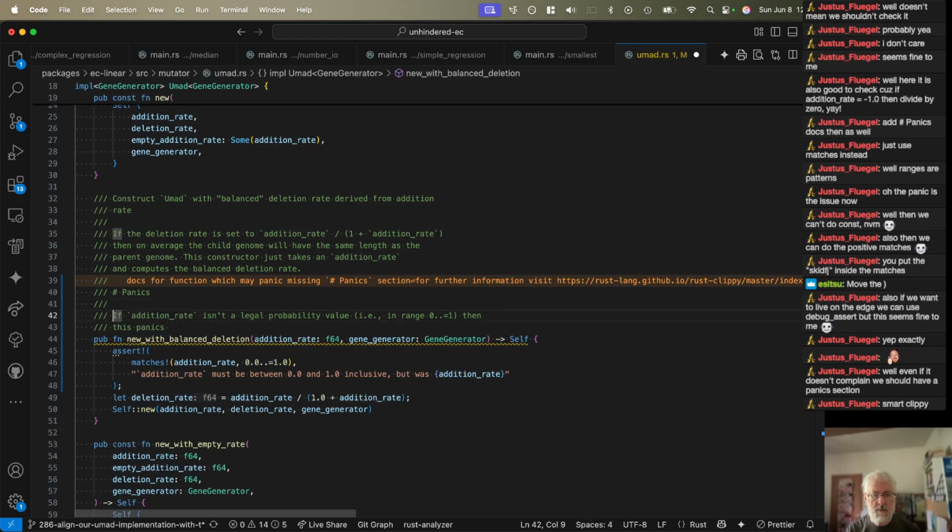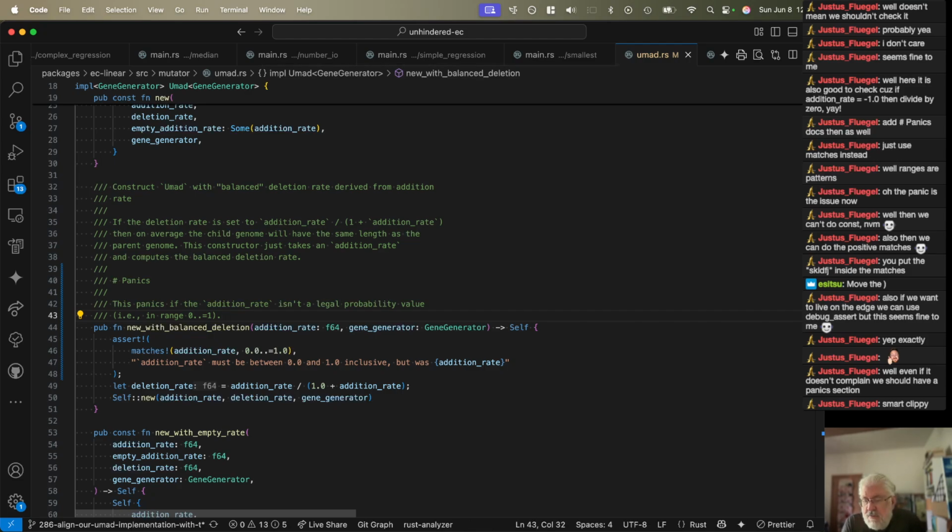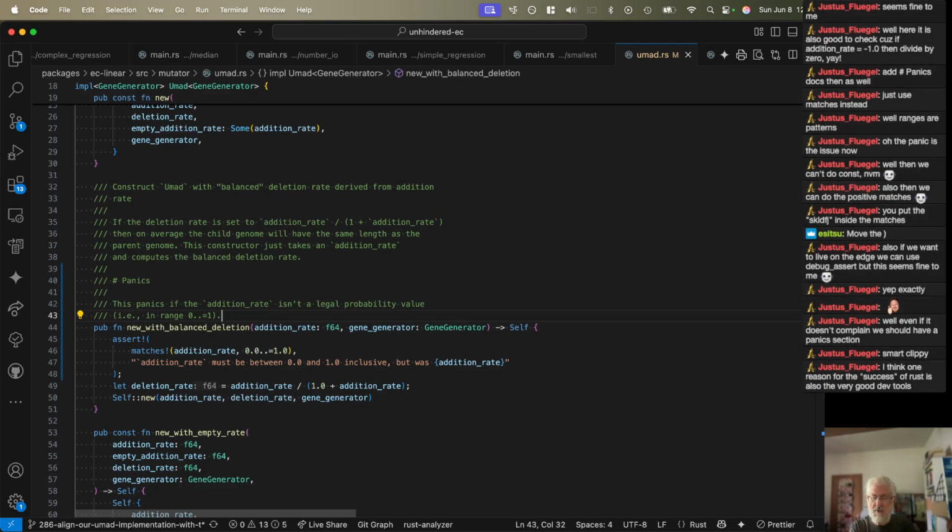Actually, I should say this. Start with this panics if the addition rate isn't a legal probability value. Smart Clippy. I mean, I have frequently been pretty amazed at how smart Clippy is. So I'm a big fan of Clippy. And that was one thing I definitely noticed in the Rust elective, is that once students paid attention to Clippy, they were generally super helped. They found Clippy very helpful.